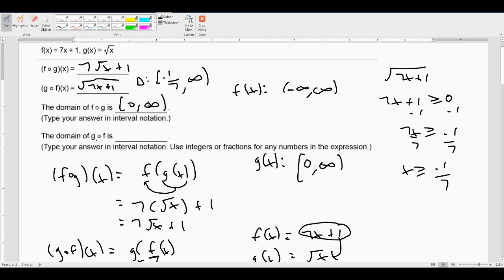Now, the true domain of g∘f is what this and this have in common. This one has everything, and this one only goes from negative 1/7 to infinity, so what they have in common is this interval, because that's definitely inside of that one. And that's it.